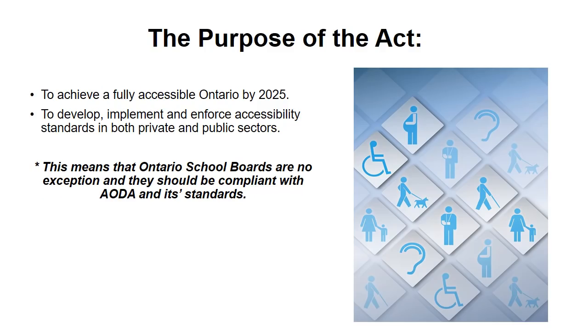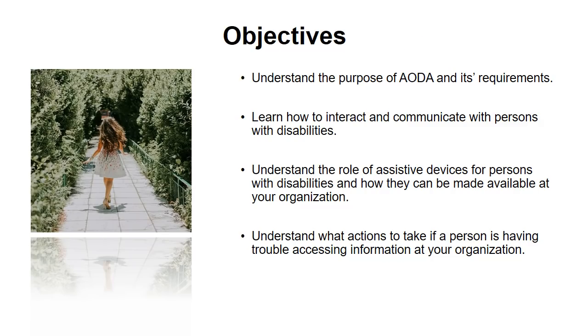The purpose of the Act: to achieve a fully accessible Ontario by 2025, to develop, implement, and enforce accessibility standards in both private and public sectors. This means that Ontario school boards are no exception, and they should be compliant with AODA and its standards.